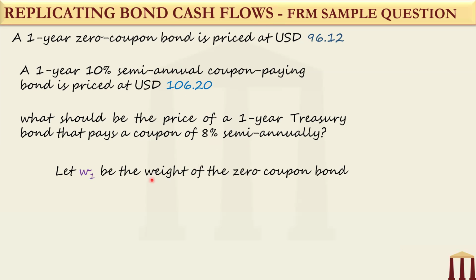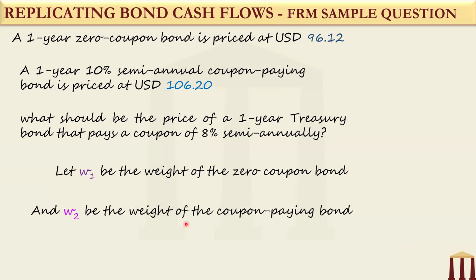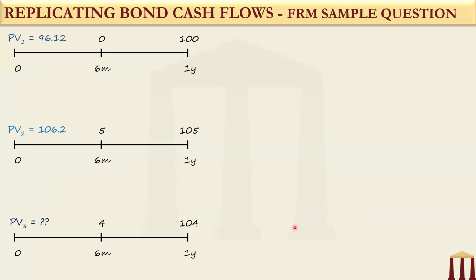First, we'll assume the weights of the portfolio. The 0 coupon bond will have some weight, and the 1-year bond will have some weight. Then the prices are known, so I can find the value of the portfolio, and the value of the portfolio will be the same as the value of the 8% 1-year bond. So we assume that W1 is the weight of the 0 coupon bond, W2 is the weight of the coupon paying bond, and now we do the calculations.